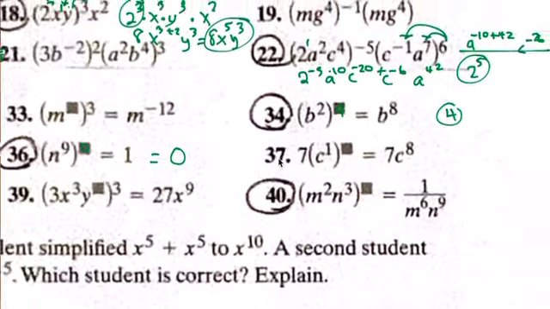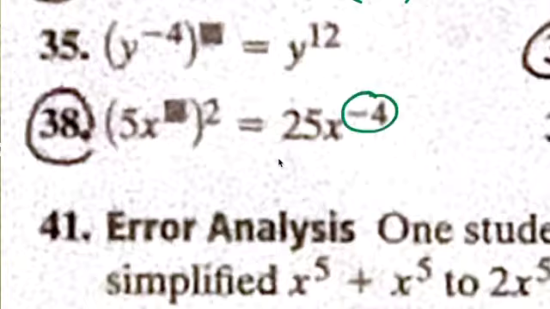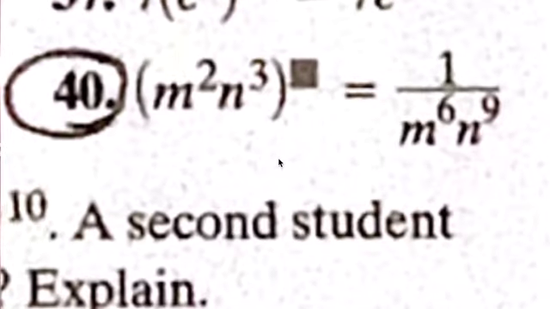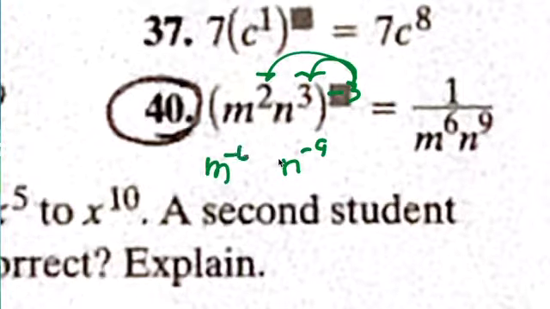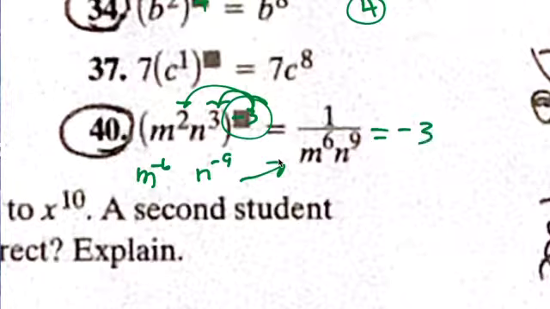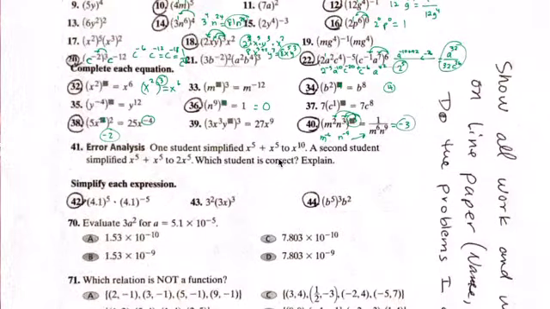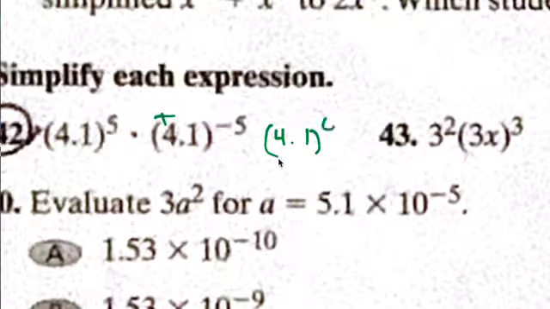38, to get this negative 4, get negative 2, so negative 2 is the missing number. 40, the missing number is a negative 3, gets you n to the negative 9, m to the negative 6, that gets you that answer, so the missing number is negative 3. Okay. Number 42, you add them together, you get 4. 1 to the 0 power, which is 1 whole.